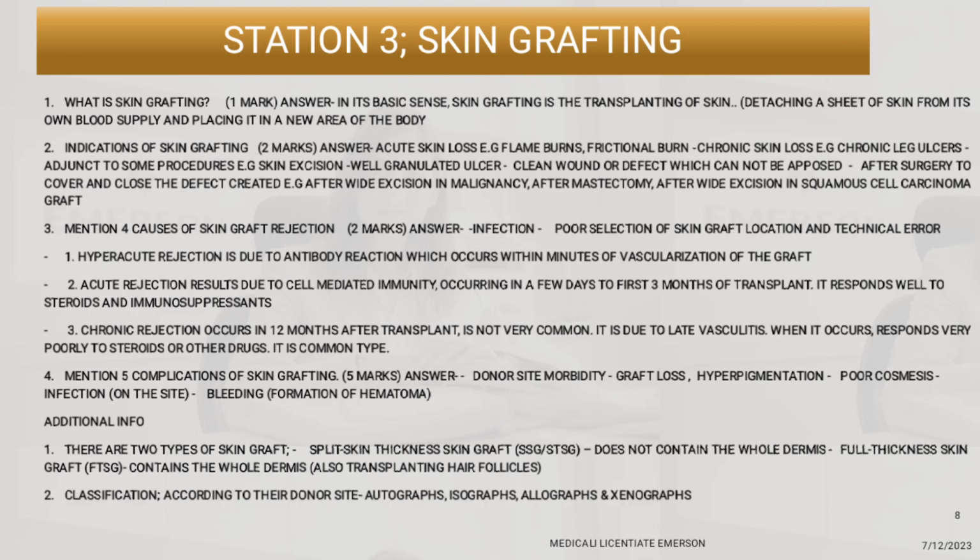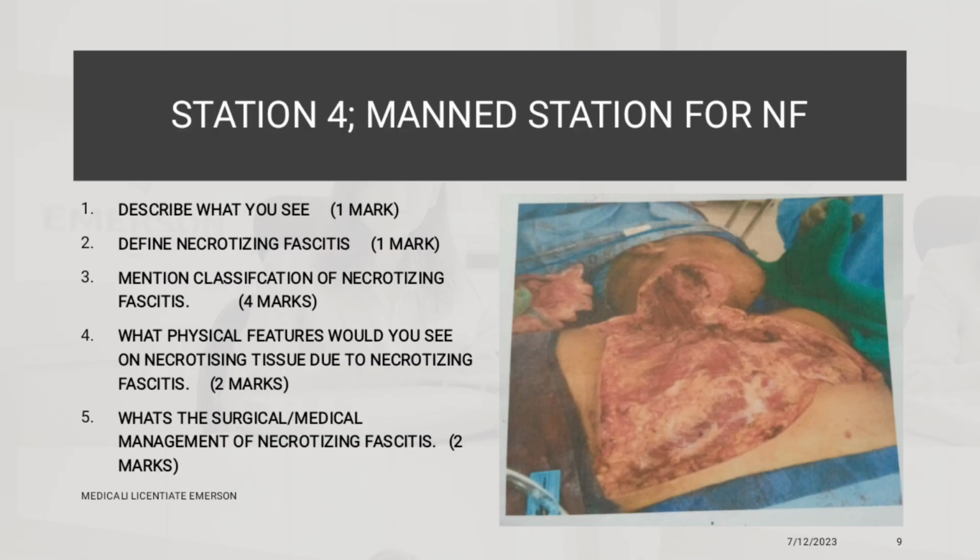Then classification according to their donor sites, so from where you're getting the skin graft. You can have autografts, isografts, allografts, xenografts. Then we are done. Session 4: Describe what you see. Define necrotizing fasciitis. Mention classification of necrotizing fasciitis. What physical features would you see on necrotizing tissue due to necrotizing fasciitis? What's the surgical management of necrotizing fasciitis?